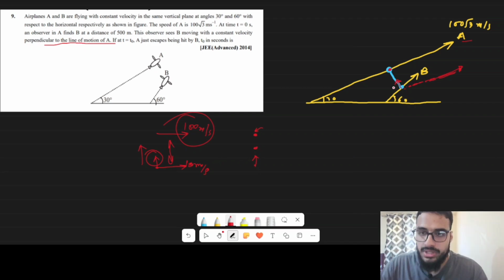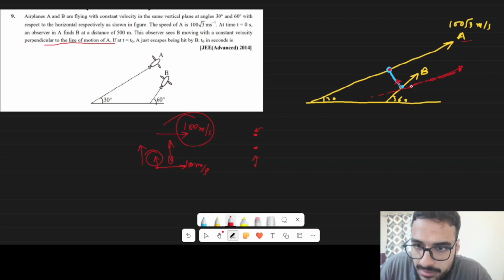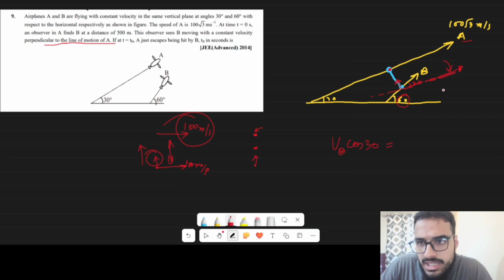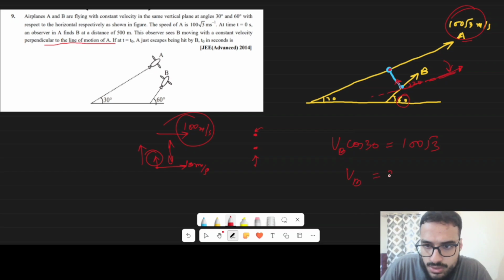So can we conclude, this was 30 degrees, if this line is parallel, then this is also 30, because the total is 60? Can we say the velocity of B in this component, that is VB cos 30, should be equivalent to the velocity of A, that is 100 root 3? So from here we get the velocity of B to be 200 meters per second.